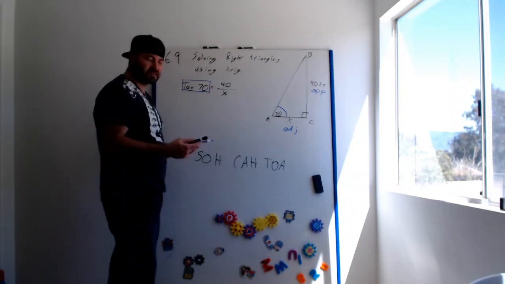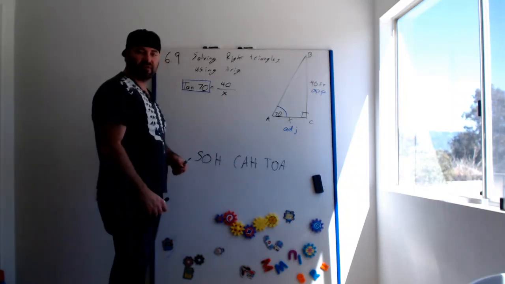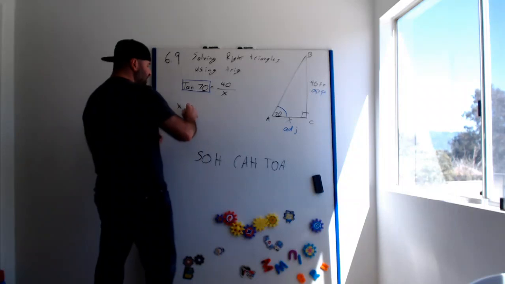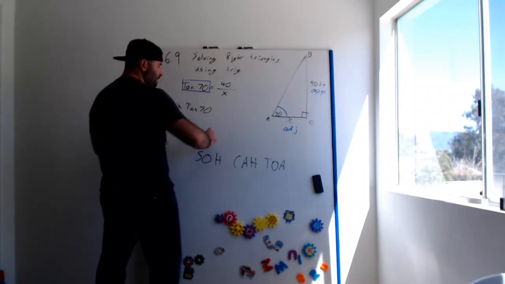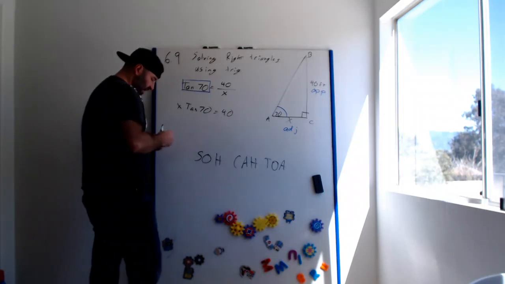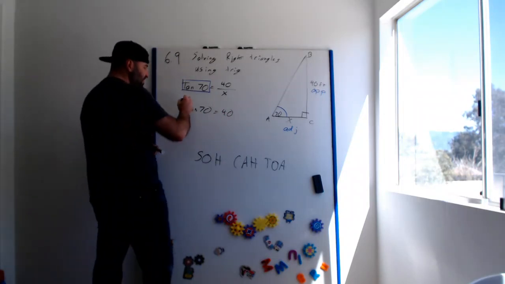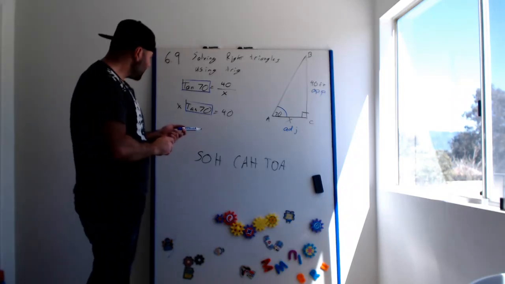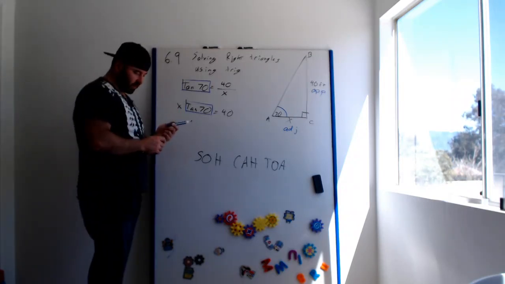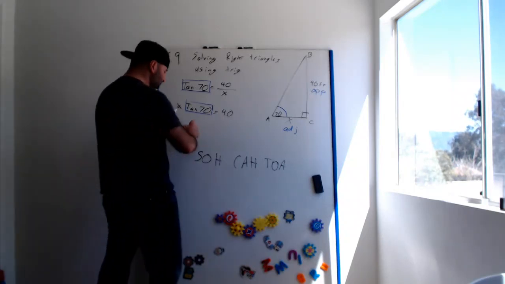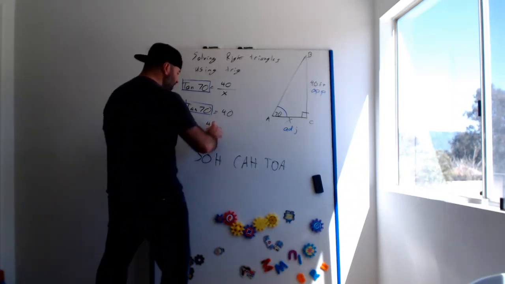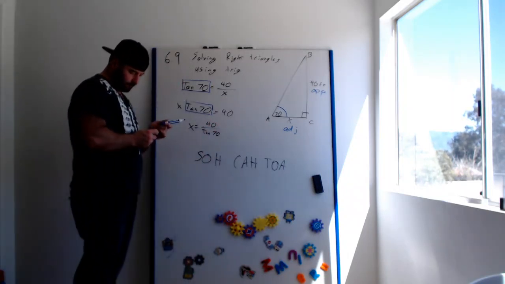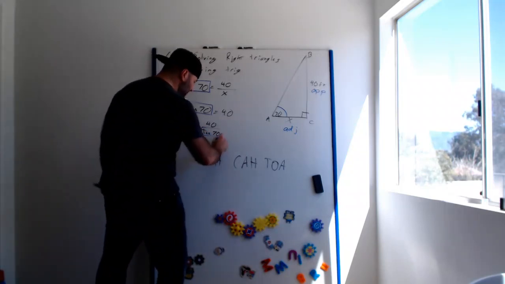Now if we're going to solve for x, I'll show you the longer way, and then there is a shortcut to solve for the variable when the variable is in the denominator. We're going to multiply both sides by x, so we get x tangent of 70 is equal to 40. Again, I'm going to box tangent of 70 so you don't separate things. To get x alone, we divide both sides by tangent of 70. So x is equal to 40 over the tangent of 70.